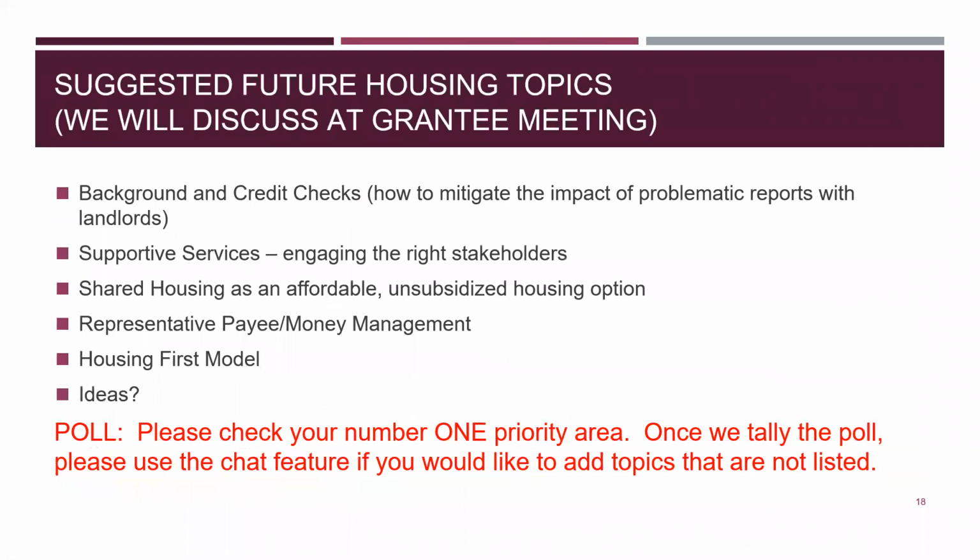Here are some suggested subjects for the future. We're going to put it on a poll. Background and credit checks, how to mitigate the impact of problematic reports with landlords. Just fill out the poll, what you think is your number one priority. Rep payees, housing first, shared housing as an affordable unsubsidized housing, that means roommates and stuff. Supportive services, engaging the right stakeholders. So let's see what you guys have as suggestions. And then you can use Q&A to write some more suggestions. And I know we're not going to get to more questions today because we are at the end pretty much.